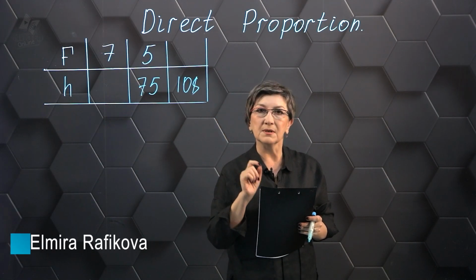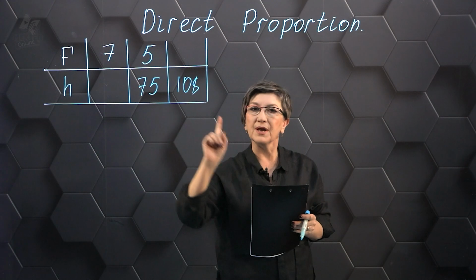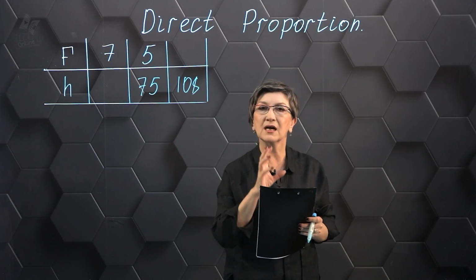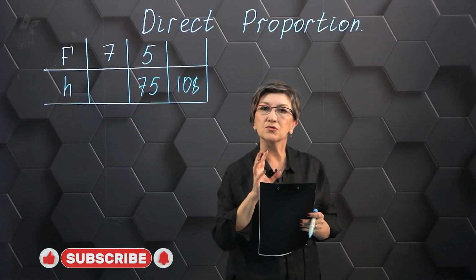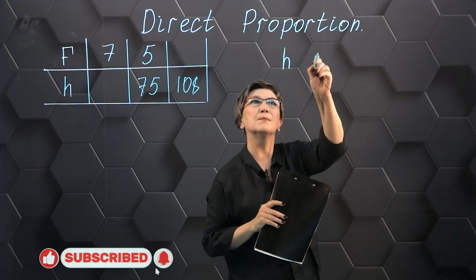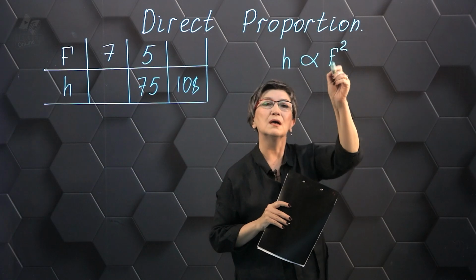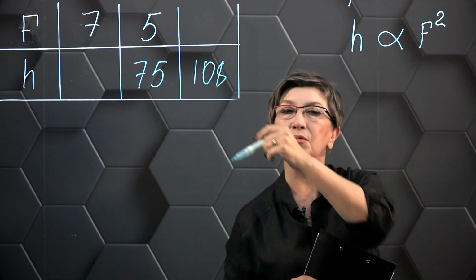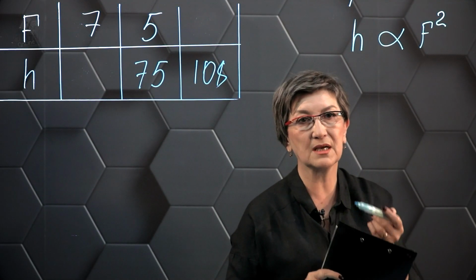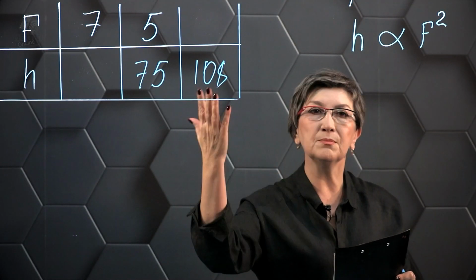The condition presents a table and says that the value of h is directly proportional to the square of f. This condition we need to write down. So h is directly proportional to the square of f. And we need to fill in the table. And we need to write down the expression that will define direct proportionality.